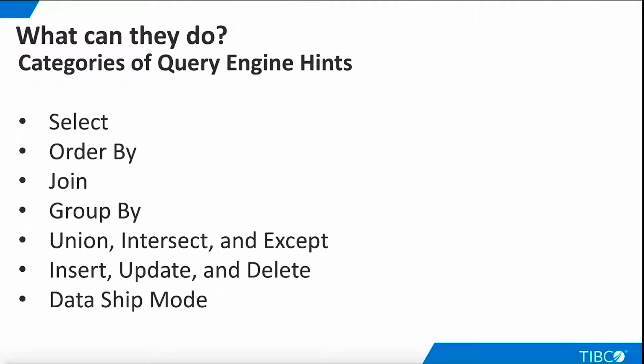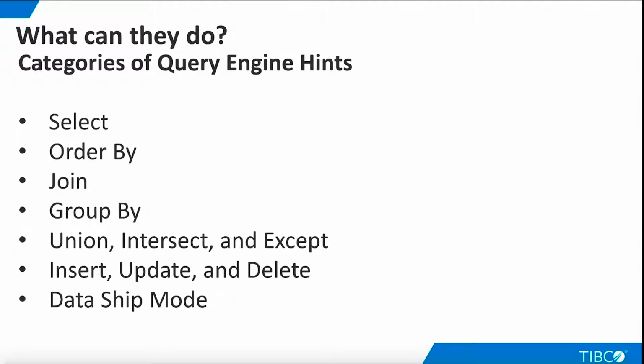There are many different query engine hints available to developers. However, they fall into 7 broad categories. Select hints specify behavior for select statements, such as case sensitivity, row limits, etc. Order by hints specify pushdown behavior and TDV thread and memory usage. Join hints enable a number of optimizations to be selected for joining data.